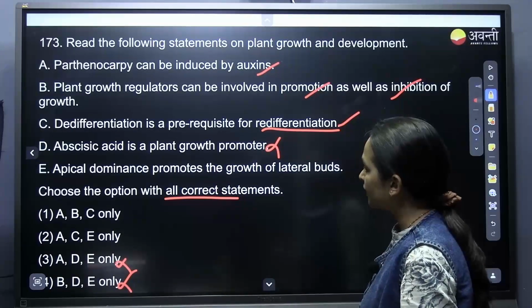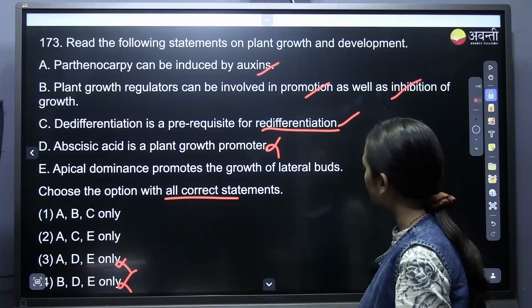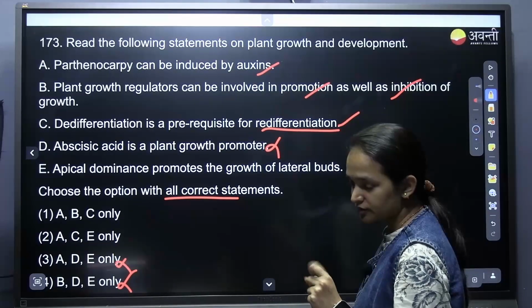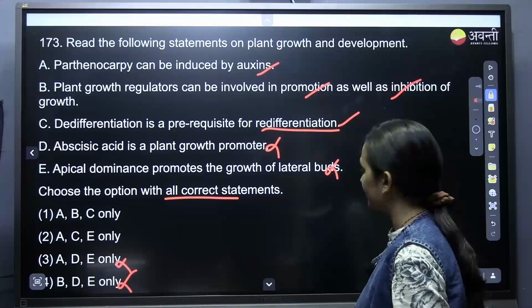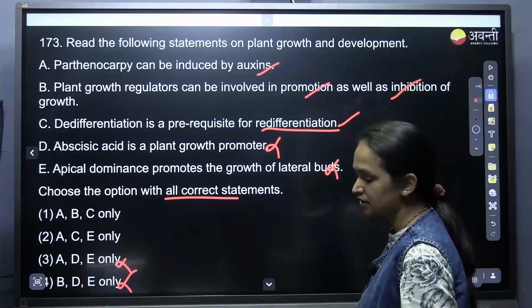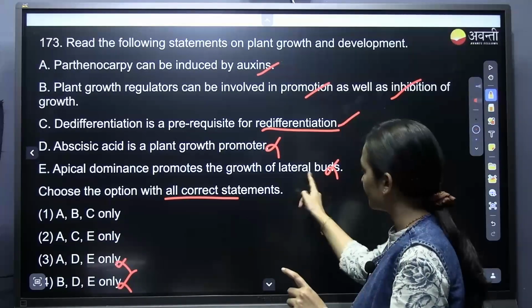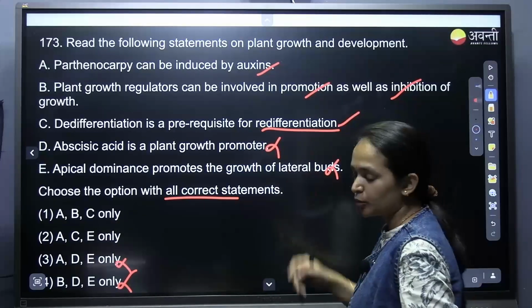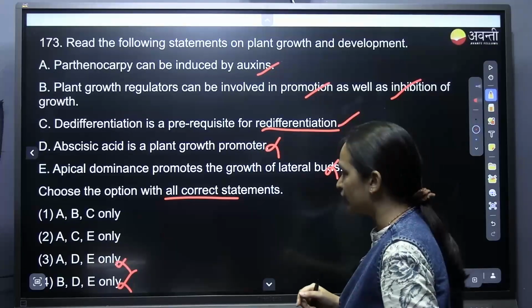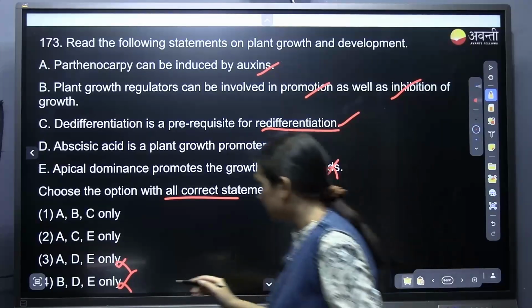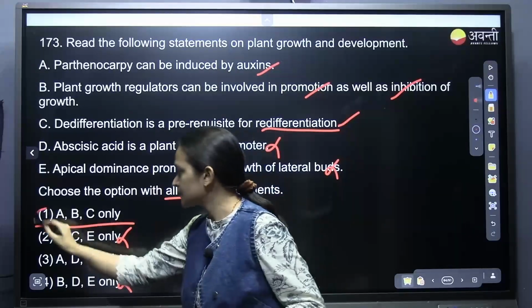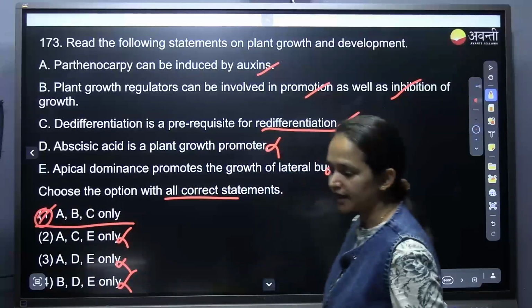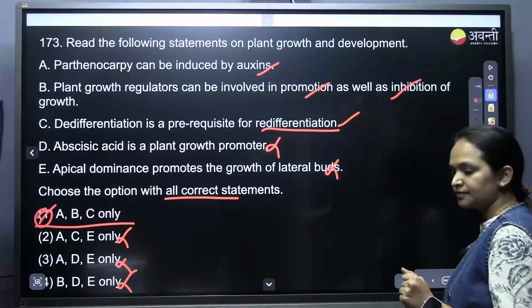And apical dominance promotes the growth of lateral buds? No. What does apical dominance do? It inhibits the development of lateral buds and promotes the development of the apical bud only. So remove E and B. So option 1 is the correct answer. Understanding?